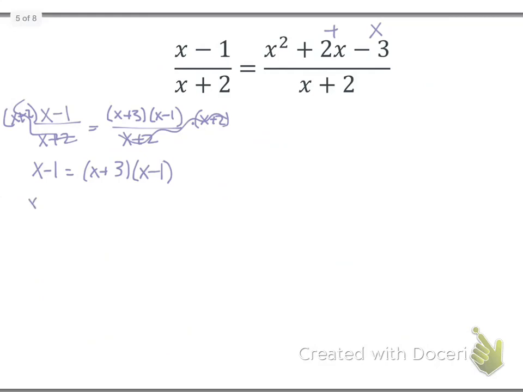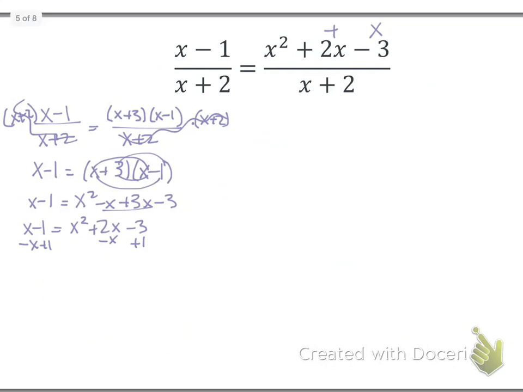So if we FOIL that right side and then try to move everything to one side, I got x times x gets me x squared. This gets me negative x, 3x, and negative 3. So x minus 1 is equal to x squared plus 2x minus 3. We're going to subtract the x over, add the 1 over. So I have x squared plus 2x minus 2 equals 0. Factor multiplies the negative 2, adds to 2.